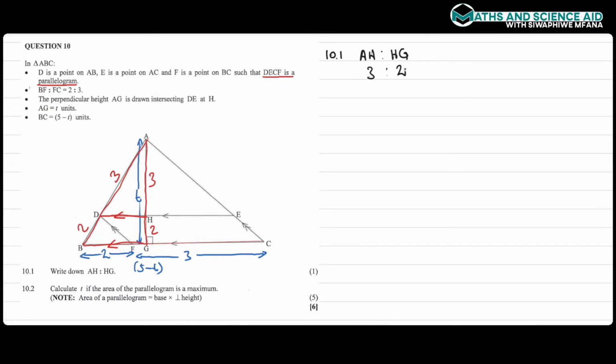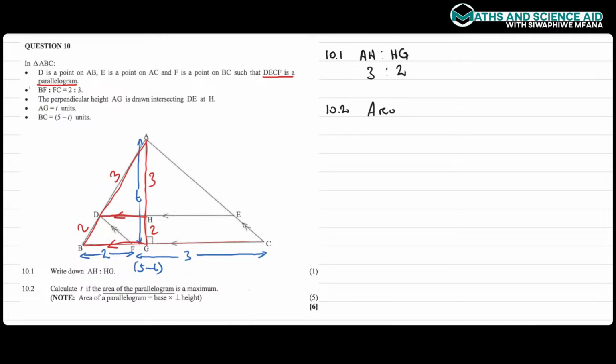Okay, and then moving on to 10.2. Now in 10.2, we need to calculate T if the area of the parallelogram is a maximum. So that's the optimization part of this problem. So from the question, you can immediately see what it is that you are going to optimize. You are optimizing the area of the parallelogram. Here they have even given us the formula for the parallelogram. So it's just base multiplied by height. And that's very kind of them to do that.